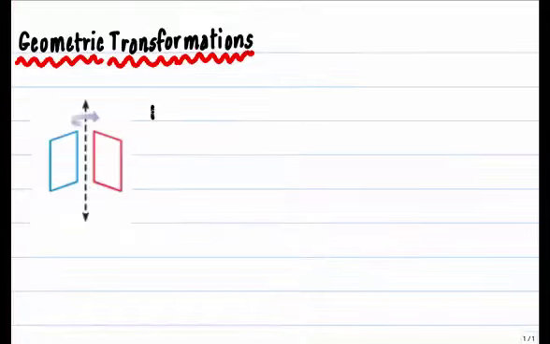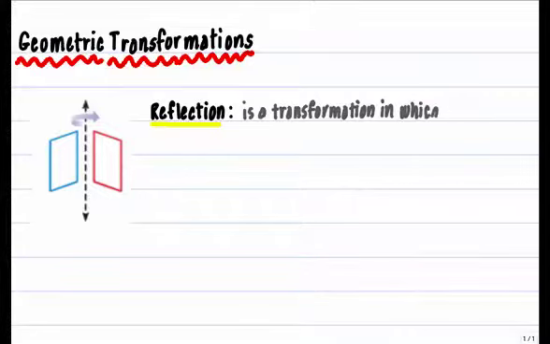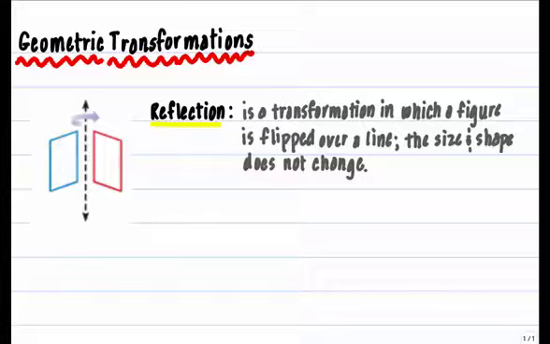We'll start with reflections. This is a picture of a parallelogram being reflected over a vertical line. A reflection is a transformation in which a figure is flipped over a line. The shape does not change size. It just changes its location. The new shape is a mirror image of the original shape. The size and shape of the mirror image doesn't change.